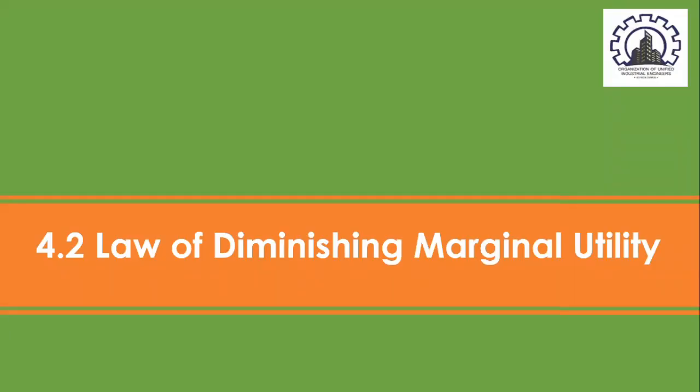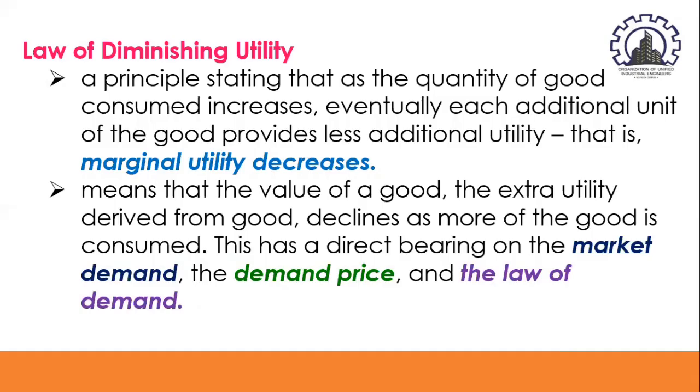The next key area of our lesson is the law of diminishing marginal utility. So what does this law state then? The law of diminishing marginal utility is a principle stating that as the quantity of goods consumed increases, eventually each additional unit of the good provides less additional utility, that is, marginal utility decreases. So each subsequent unit of a good is valued less than the previous one.